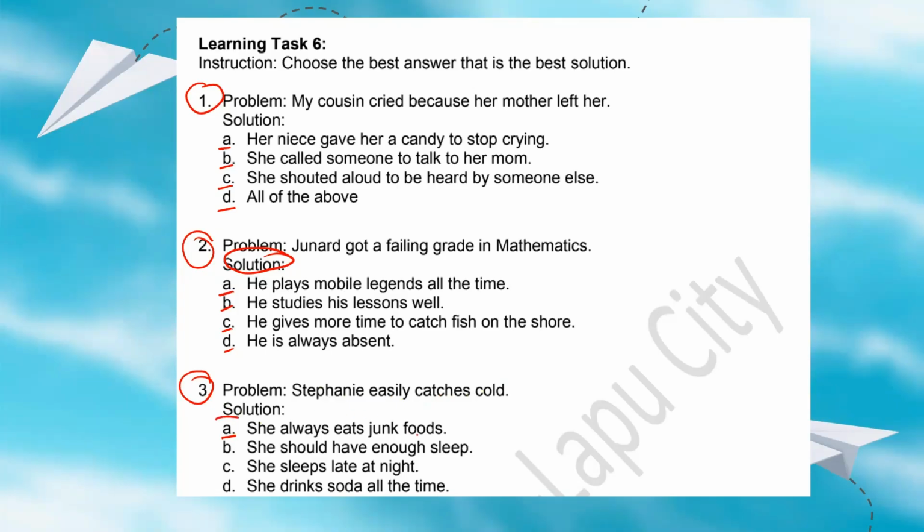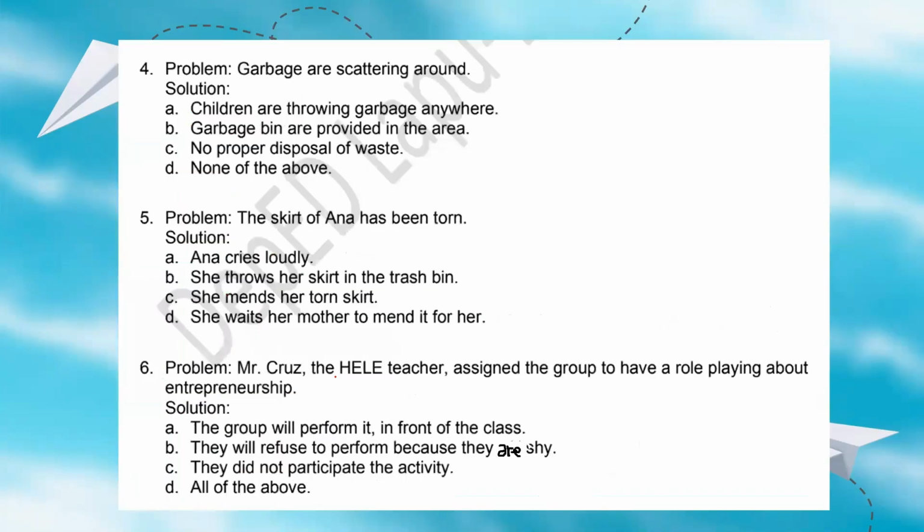A, she always eats junk foods. B, she should have enough sleep. C, she sleeps late at night. D, she drinks soda all the time. Lagi siyang umiinom ng soft drinks. Okay, again, we are looking for the solution. Hindi dahilan, kundi solusyon. If you need more time, pause this part of the video. If you don't, let's go to number 4.